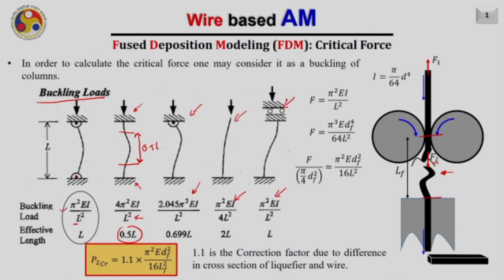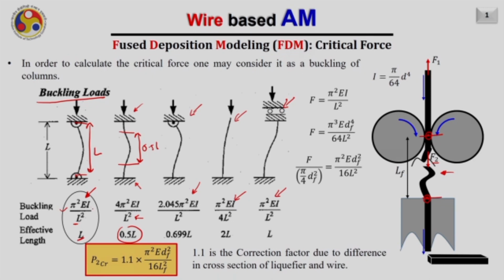Now in our case, as we have this wire attached with the rollers and it is entering into the liquefier here, we can assume that this is a condition of a pinned column. So both ends we can consider as pin joints. If it is considered so, then the critical value of the buckling load will be given by this formula, pi square EI by L square, where the effective length is also L, meaning from here to here the entire length is the effective length.